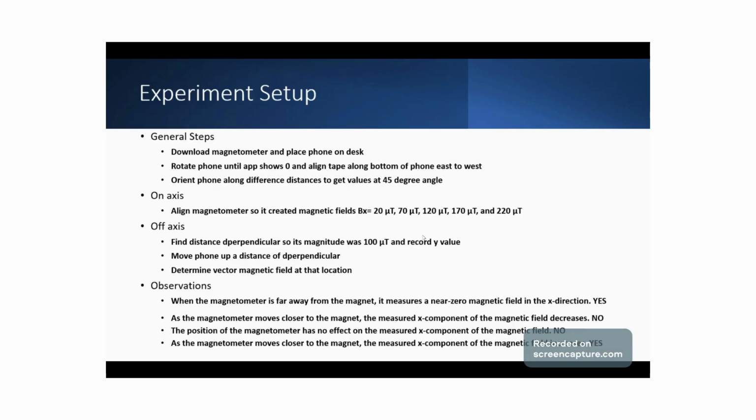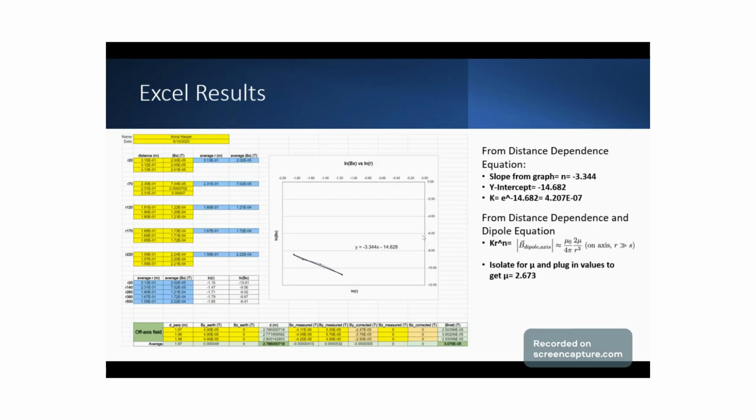I observed that when the magnetometer is far away from the magnet, it measures a near zero magnetic field in the x direction, and that as the magnetometer moves closer to the magnet, the measured x component of the magnetic field increases. The Excel sheet shows all of my measurements and is used to get n and k.